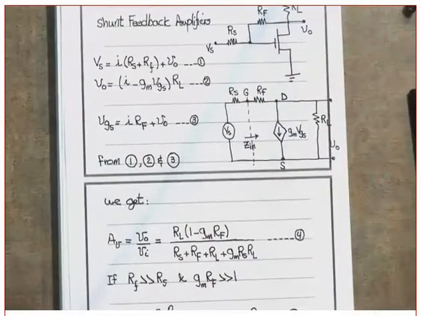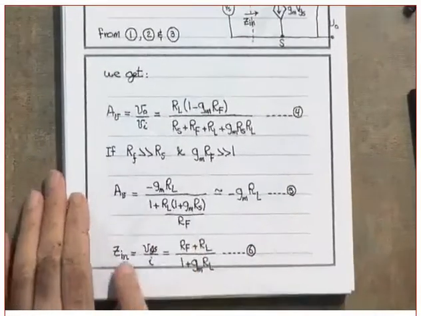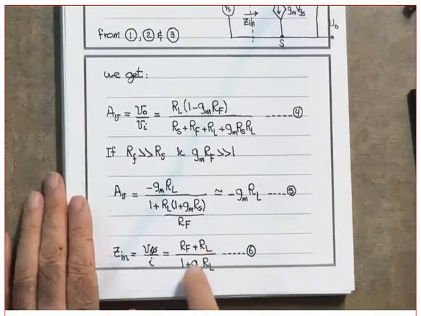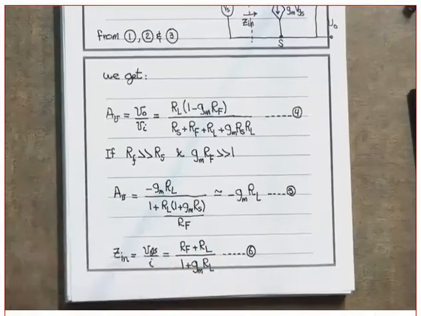To match the source. Clear? So I calculated the input impedance and I found it to be equal to RF plus RL over 1 plus gm RL. Did you get this or not?